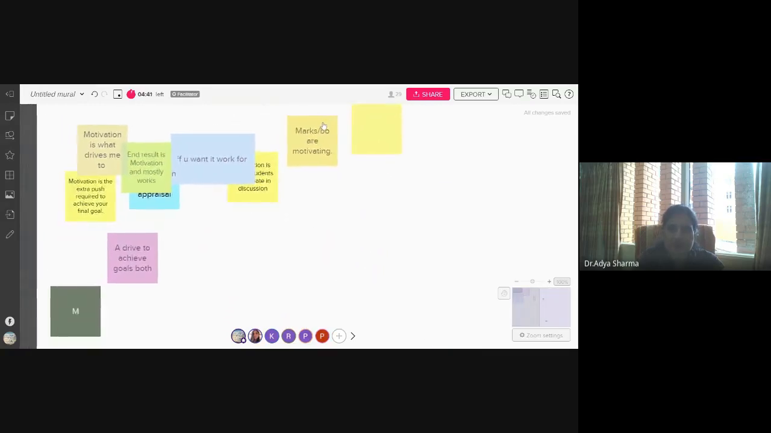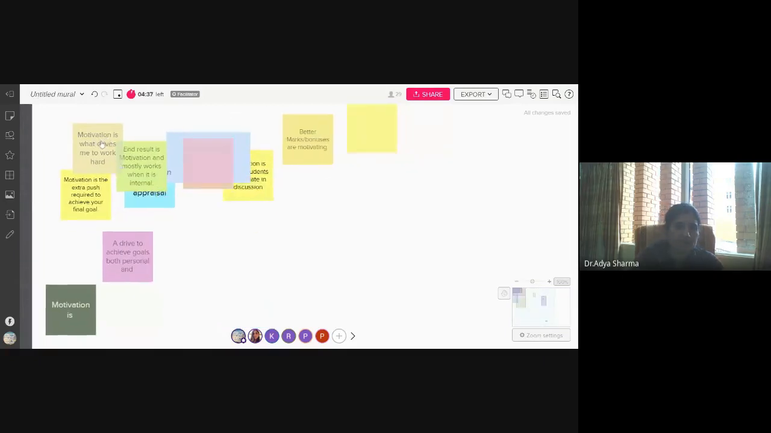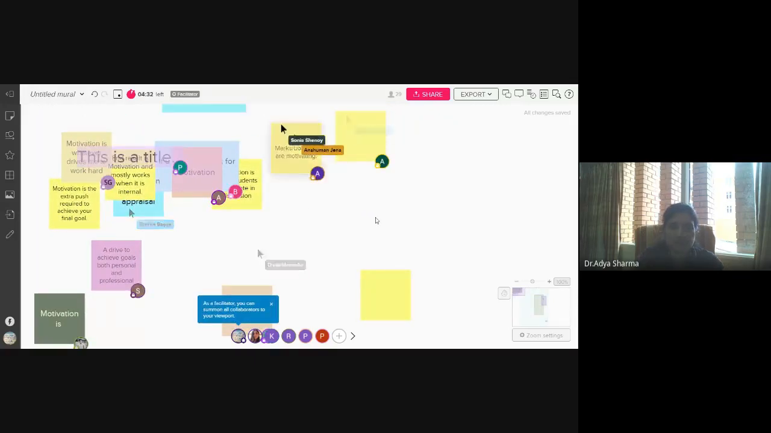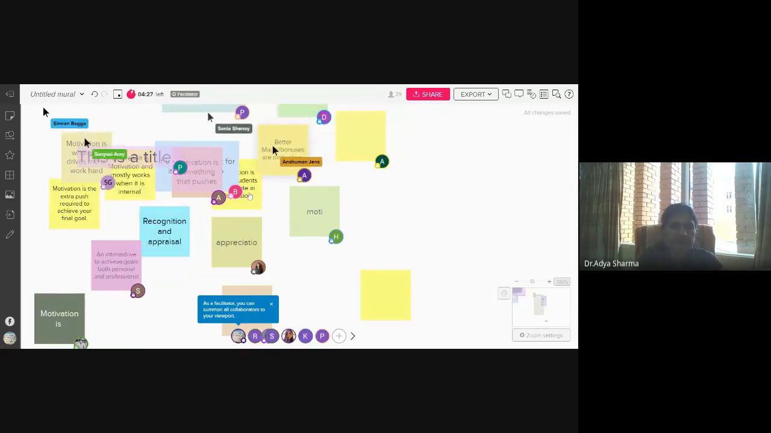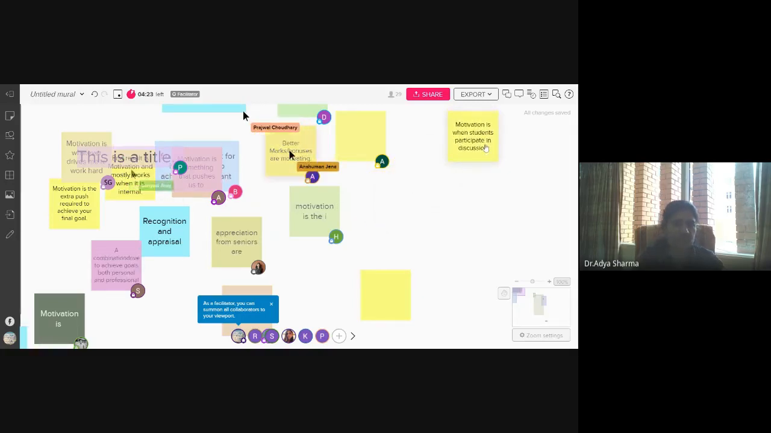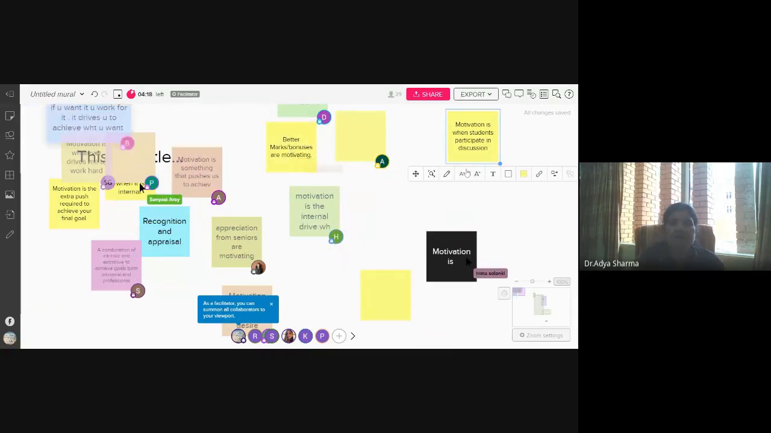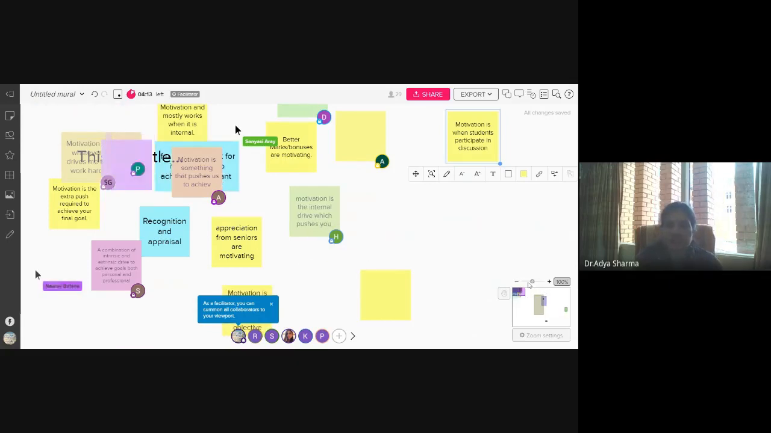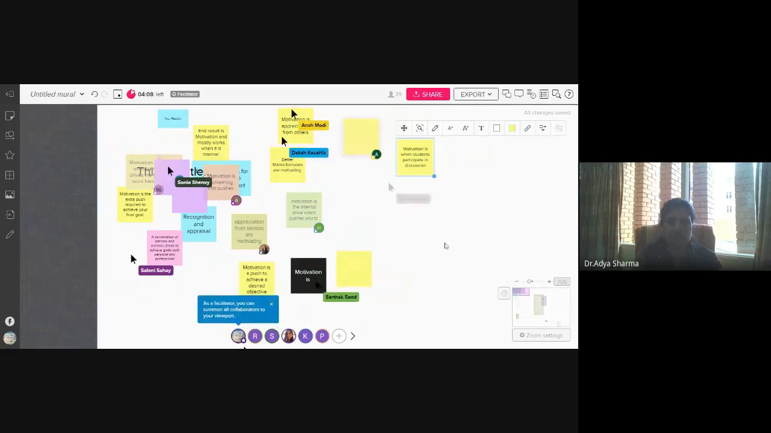Someone says marks are motivating. Okay. Motivation is what? You can also move your sticky note to keep it separate from others. For example, see, I moved my sticky note so that it's not under someone. Try not to go off screen, because then I'll have to reduce the size, which may not make the visibility great for you.